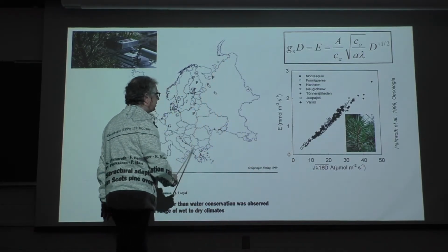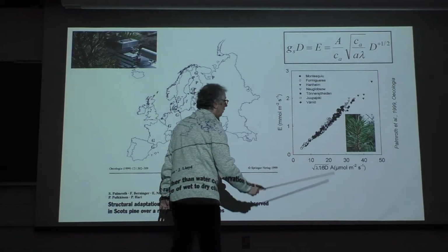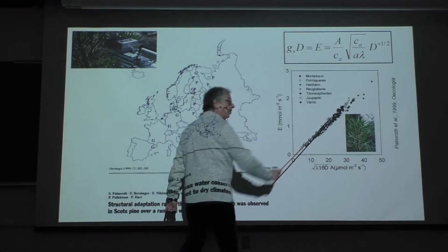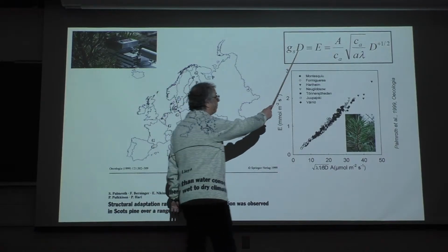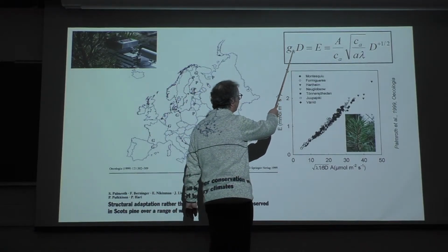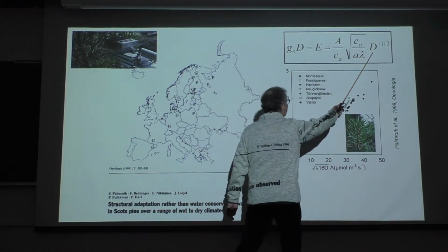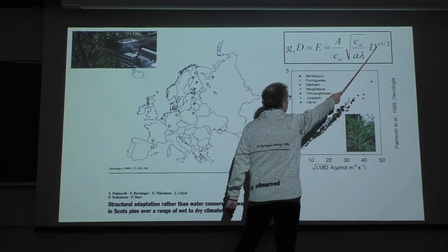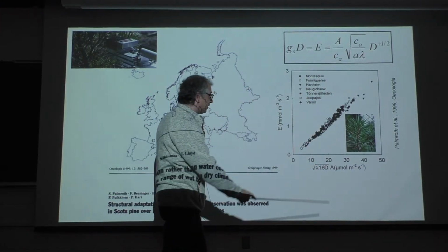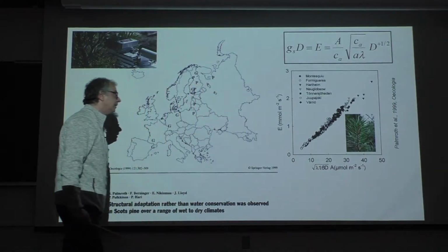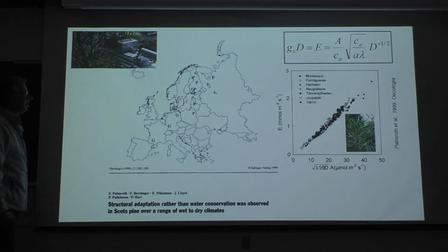And across a whole range of climatic gradients for the same species, Scots pine, there was a complete collapse of the data on the same line, consistent with the prediction that the transpiration, which is stomatal conductance multiplied by vapor pressure deficit, scales as square root of vapor pressure deficit and is linear in photosynthesis. So that's an interesting observation that, of course, ended up corroborating these types of optimality solutions.